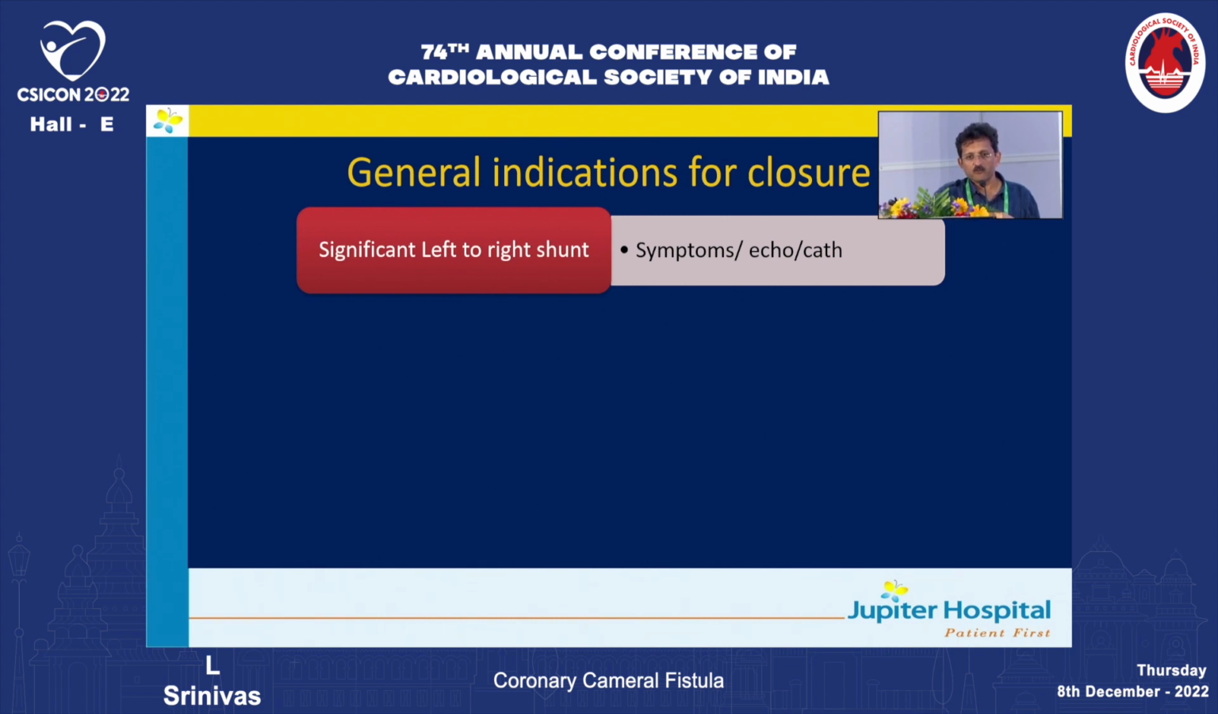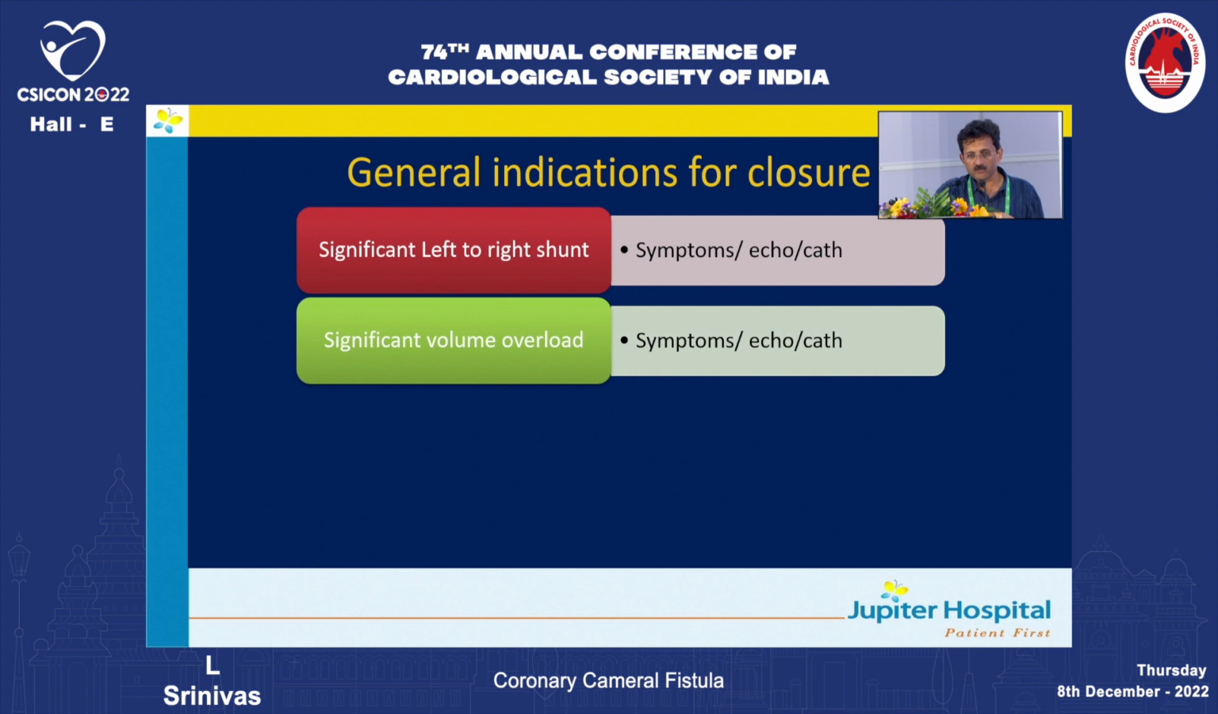These fistulas need to be closed only if they have symptoms of significant left to right shunt, either based on symptoms, echo or cath, or they have significant volume overload. For example, if the fistula is between the aorta and the left ventricle, or aorta and the left atrium, there would not be much sign of left to right shunt, but usually there will be significant volume overload.